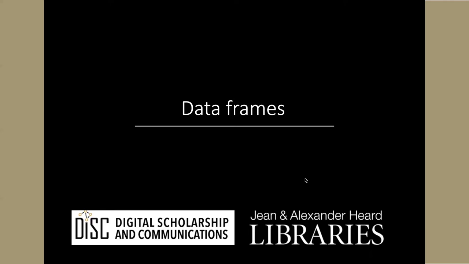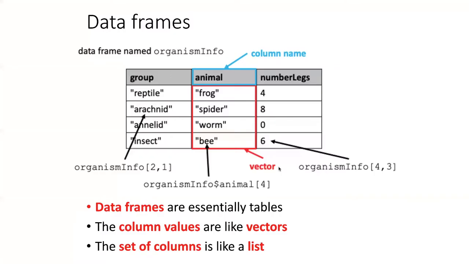We're now going to talk about one of the most important of the data structures found in R, data frames. A data frame is essentially like a table. We can actually construct a table like this using the two structures that we've already learned about. We can think of a data frame as being composed of columns. And each of the columns is essentially a vector and can be treated as a vector.